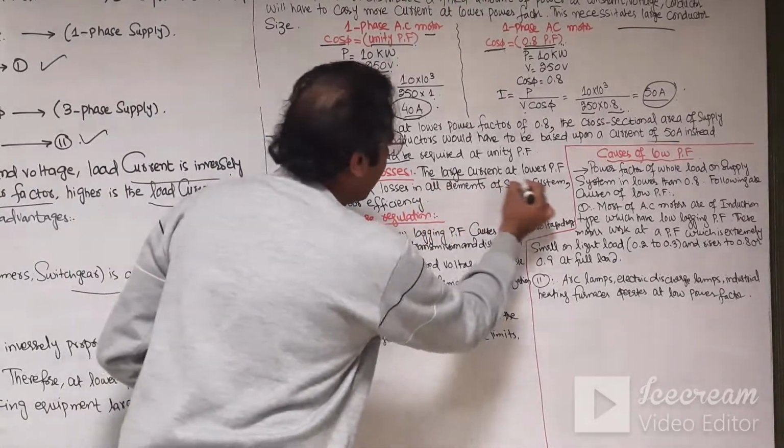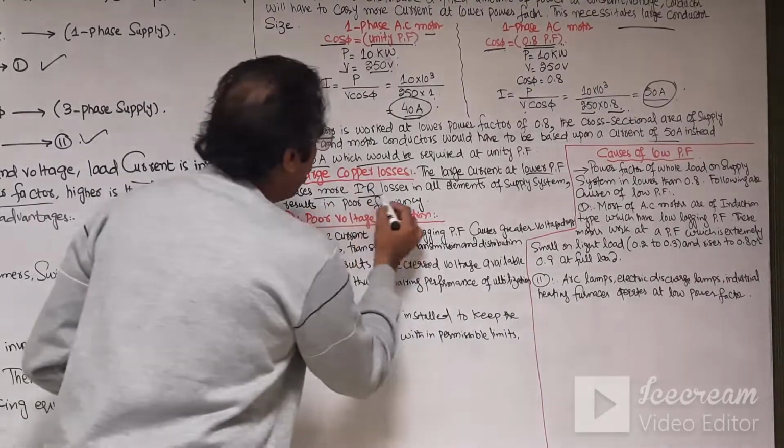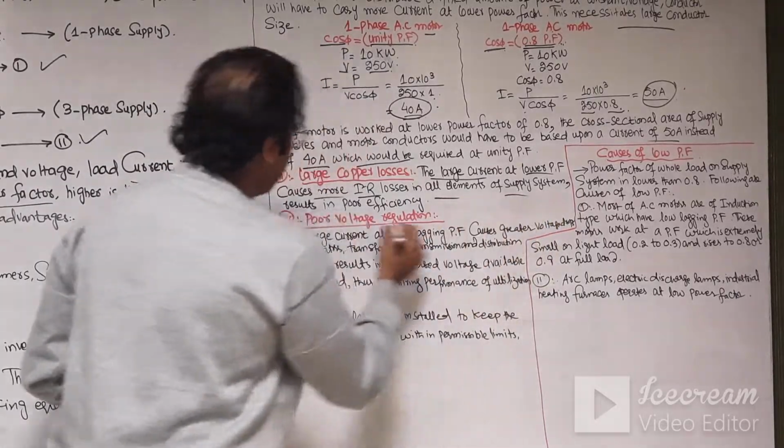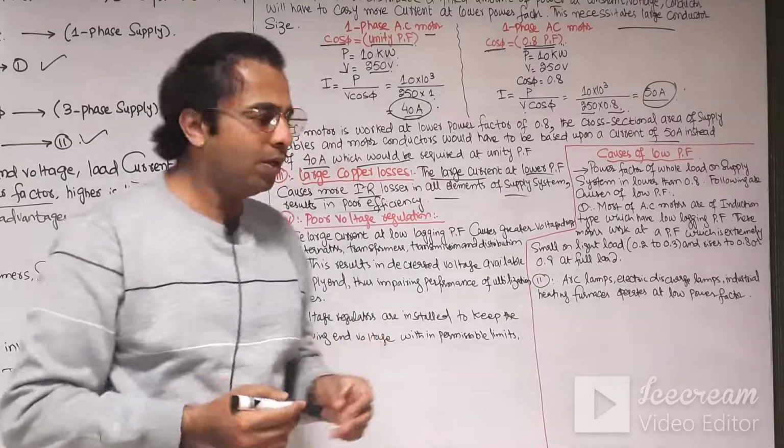Number third is large copper losses. At large current, when the power factor is low, it causes more I square R losses, power loss in all elements of the supply system, which results in poor efficiency. Simple.